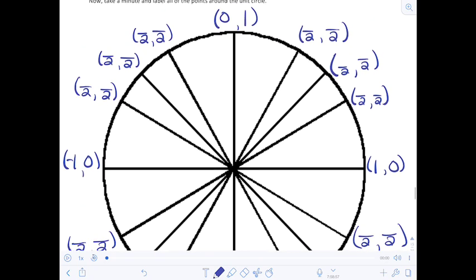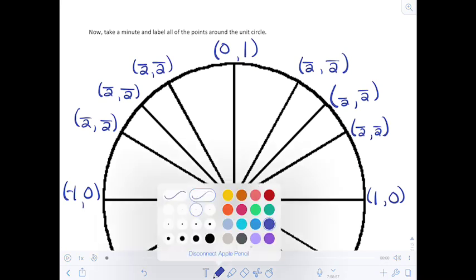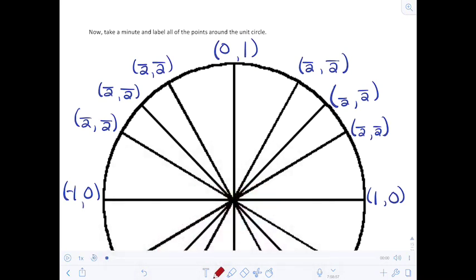Okay, so now the next thing we're going to do is put square roots in all of the numerators. Yes, all of them, like this. Square root, square root, square root, square root.